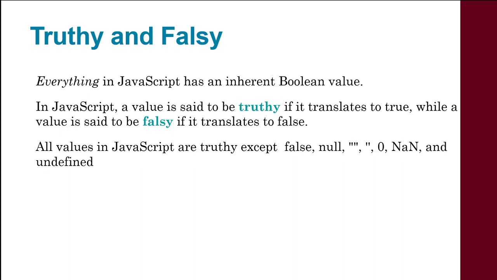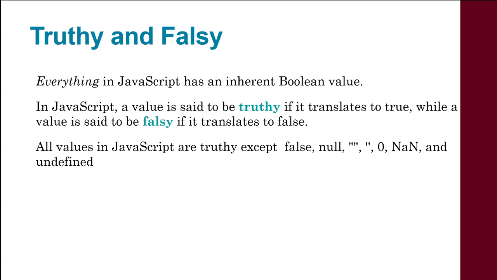This is just a cool thing to know. You don't really need to memorize it, but everything in JavaScript has an inherent Boolean value. So everything in there is either true or false. It's said to be truthy if it translates to true, falsy if it translates to false. All values in JavaScript are truthy with the exception of false, which, you can't be true and false at the same time.